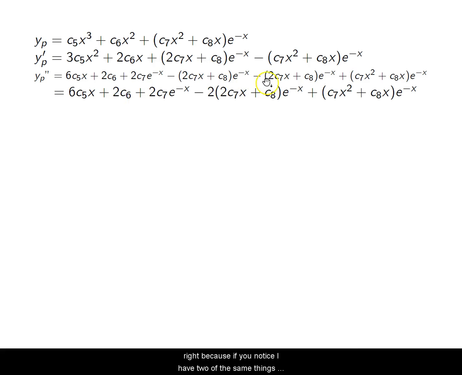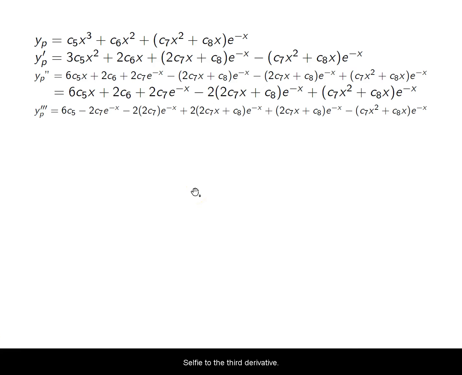Because if you notice, I have two of the same things. These two terms are the same, so I have two of them, which lets me clean it up a little bit. All right. So if we do the third derivative, we get this term, right? It's a constant now. This constant term went away. This stays the same, but it turns negative. This gives us the same result we had last time, right?